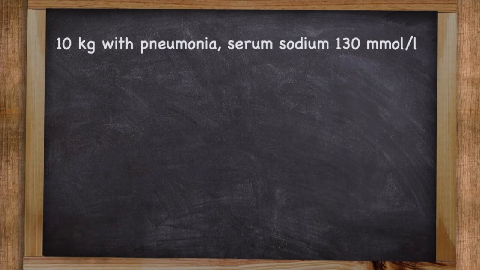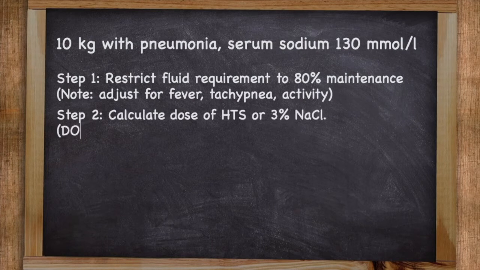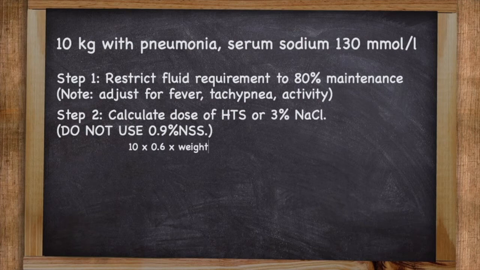Let me show you a sample calculation for a 10 kilogram patient with pneumonia with a serum sodium of 130. So step 1, we restrict fluid requirement to 80% maintenance. Note, you adjust for fever, tachypnea, or activity. Step 2, calculate a dose of hypertonic saline solution or your 3% sodium chloride. Do not use 0.9% normal saline. So using the computation, 10 times 0.6 times 10, we get a value of 60 mg of sodium.